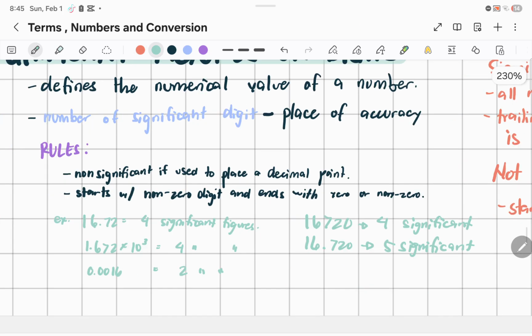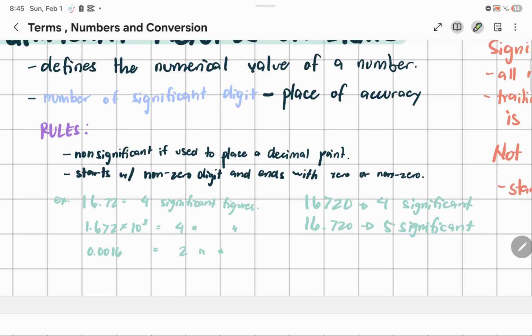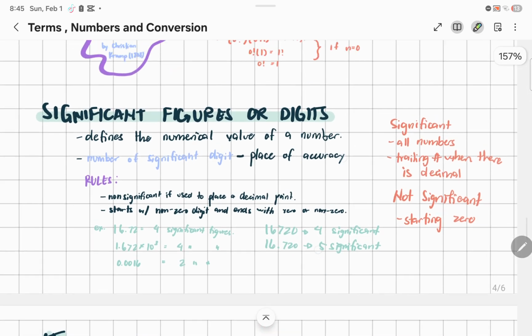Next, 1.672 also has 4 significant figures. And then 0.0016, just like what I said earlier: if the 0 is in the front, a leading 0, then it is considered not significant. Therefore, the significant figures of this number are just 2. Only 2 significant figures.